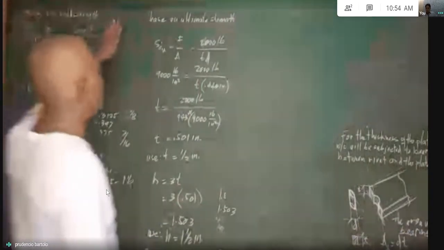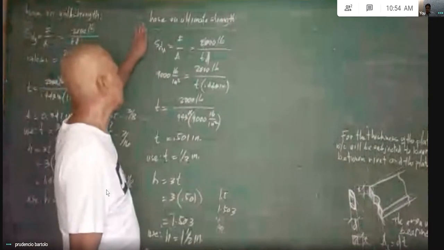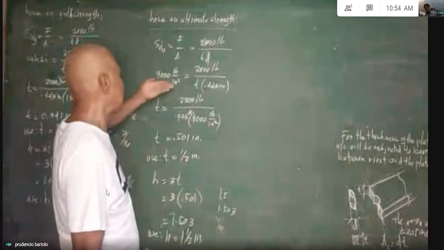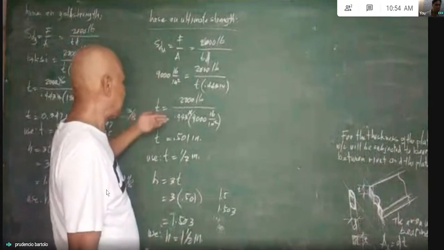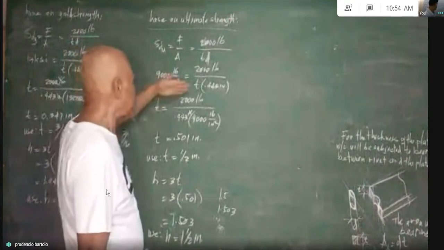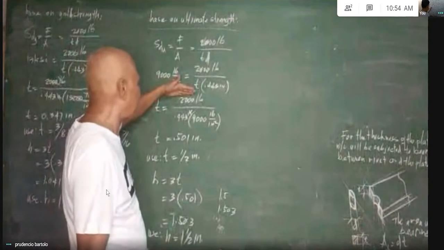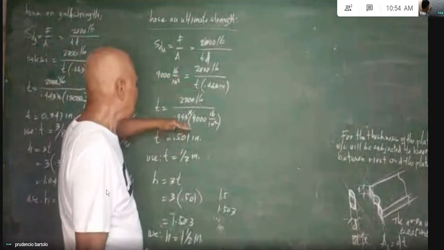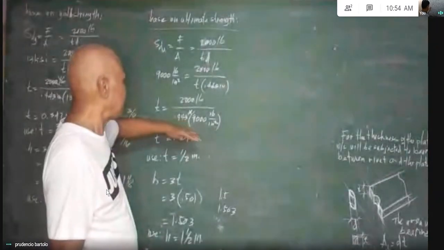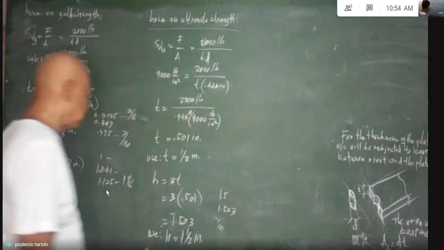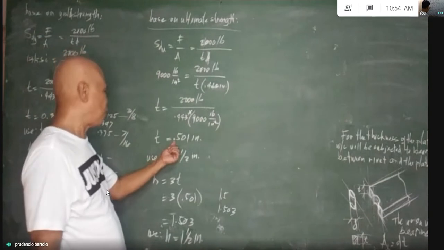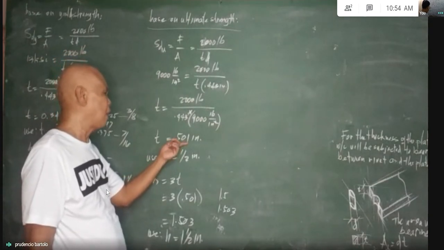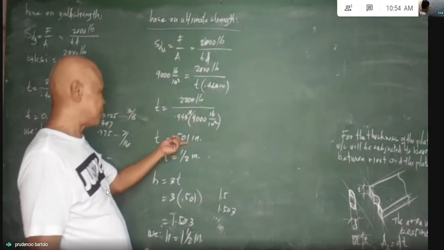Now, based on ultimate strength, the only thing that will change is the design stress in here. So that t now will be equal to 2,000 pounds all over 0.443 multiplied by 9,000, which will give us 0.501 over n.